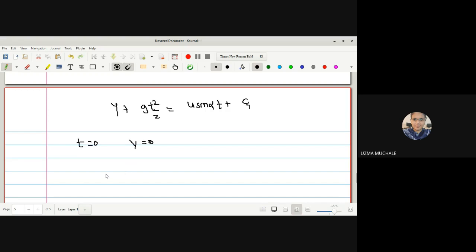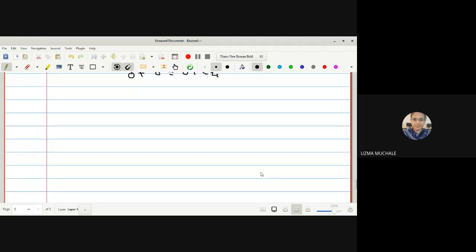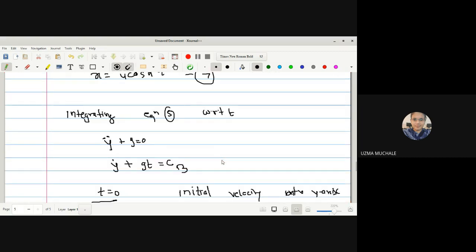So at t equal to 0, y is 0, hence we can put in this equation, we get 0 plus 0 is equal to 0 plus c4, and hence we get c4 equal to 0. And now after getting c4 equal to 0, the above equation becomes y plus gt square divided by 2 is equal to u sin alpha into t, correct? So in this way, we get the equation y plus gt square divided by 2 minus u sin alpha t is equal to 0.